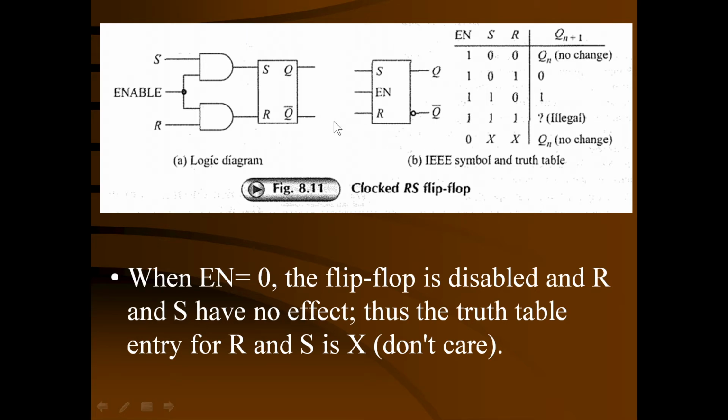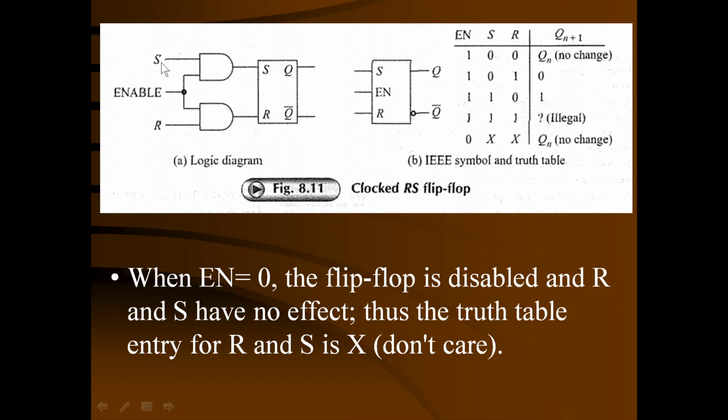Now you can see that if S is equal to 0 and R is equal to 0, the output of the AND gate is going to be 0, because the output of an AND gate is 0 whenever any one of the inputs is 0. That is the reason S equal to 0, R equal to 0 for the basic RS flip-flop is a no change condition; it retains the last state, that is Qn, the previous state. That is called the no change condition, even if the enable input is high. When enable input is high, whatever changes at S and R will be reflected to the actual S and R inputs of the basic RS flip-flop, and the flip-flop will respond to those inputs.